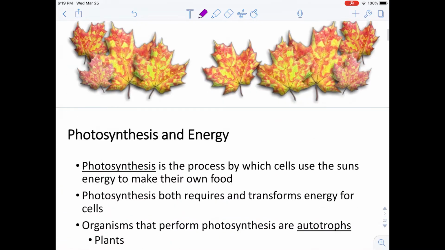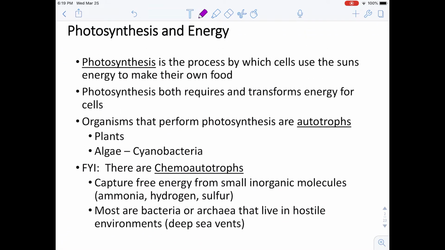Okay, so to begin, I think you probably know what photosynthesis is. Photo meaning light, synthesis meaning to make. So it's the idea of how cells can use the sun's energy to make their own food. And these cells that we're talking about are pretty much all going to be autotrophs. In particular, they're called photoautotrophs. Photo meaning light, autotroph meaning self-feeding, so making their own food with the help of light.